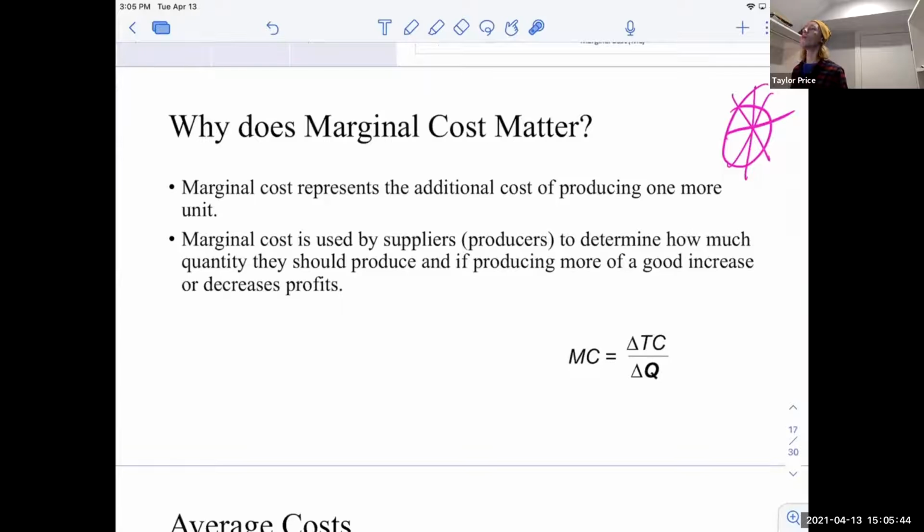And so when we're thinking about marginal costs, it's important to remember that they are used by companies to determine how much quantity they should produce, and if producing more is going to increase or decrease profits. Because if you're going to produce more of a good, you want to understand what is the additional cost of producing that one additional unit of the good. So that's why a lot of companies that produce physical goods will use marginal cost as a benchmark to see if it makes sense to produce more of a good.